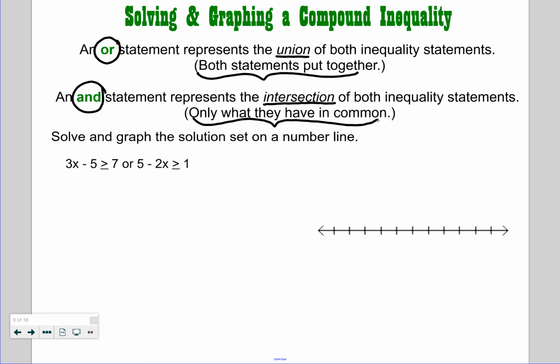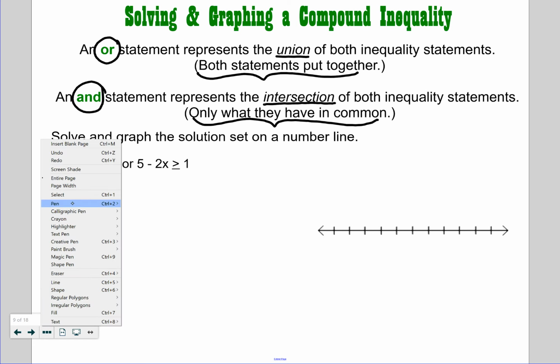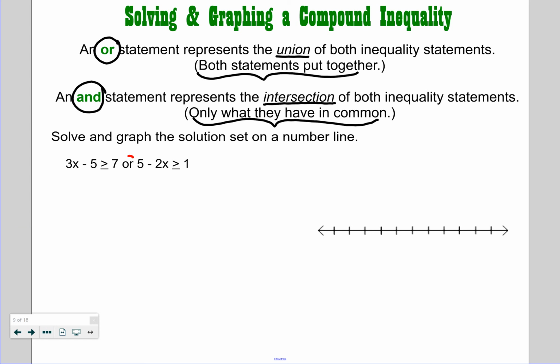So let's look at a few examples. This first one is an "or" statement. We're going to worry about that at the end. Right now we're just going to solve these two pieces individually as we have been doing. So on the left, I'm going to add 5, which gives me 12. And then I'm going to divide both sides by 3, which gives me x greater than or equal to 4.